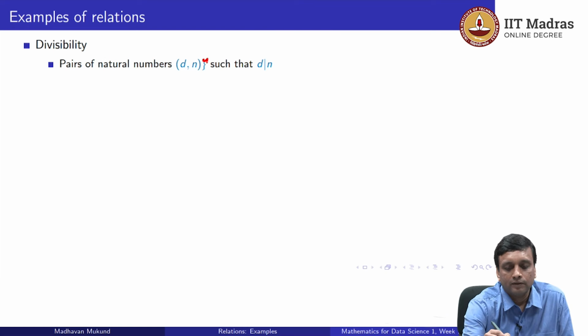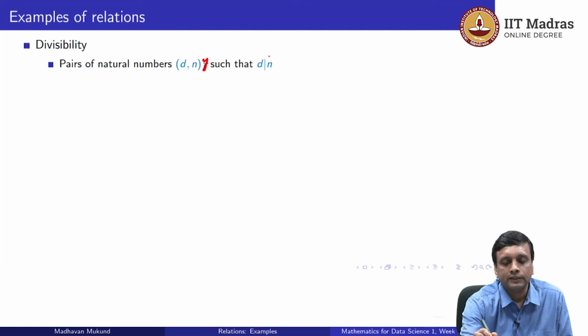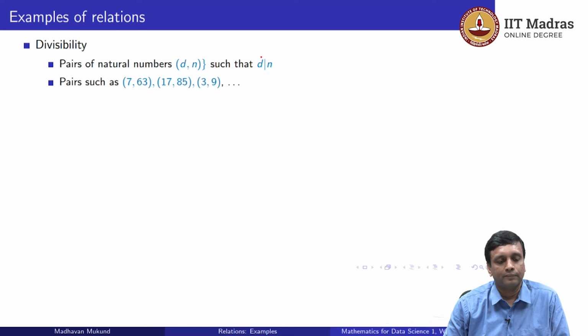So there should not be a brace there. So we want d comma n such that d divides n. Remember this notation, this perpendicular bar for numbers, is not the same as the one that we use in set comprehension. Here it's an arithmetic operation, which says d divides n. So if I divide n by d, there is no remainder, it's a 0, d perfectly divides n. So this divisibility relation would have pairs like 7 comma 63 because 7 times 9 is 63, or 17 comma 85 because 17 times 5 is 85, and so on, right. So we have a large number of pairs of divisors and numbers which the divisors divide evenly.